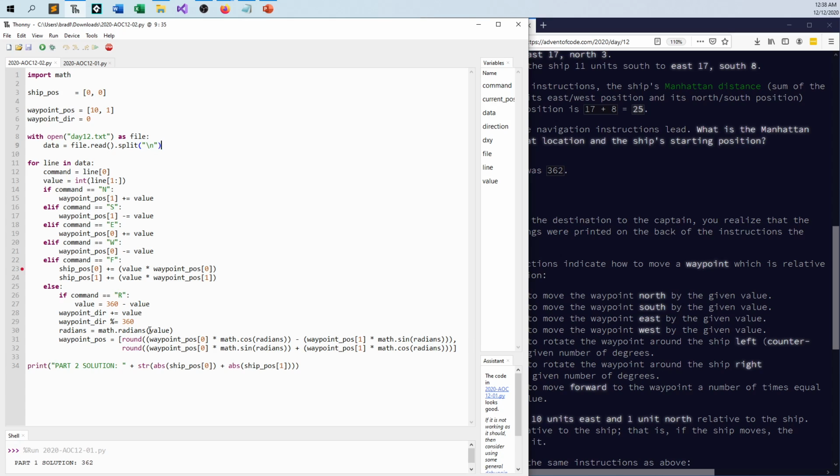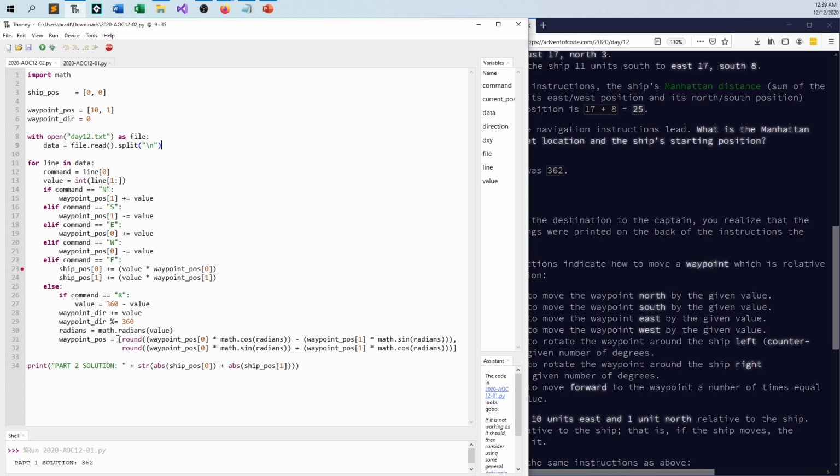Then I take my waypoint direction, which is in degrees. This time around, I didn't do any fancy math with it. I just put it in degrees. And then after I add the value to it, I mod it by 360, which is very similar to the 4 I was modding by earlier. So this gives me a value of either 0, 90, 180, or 270. And so I convert the values in degrees into radians.